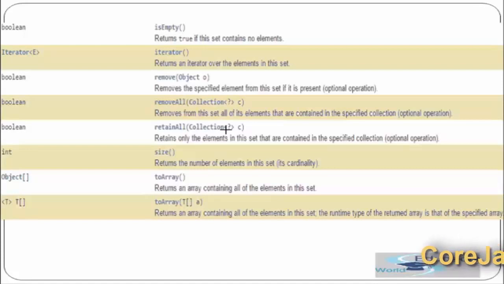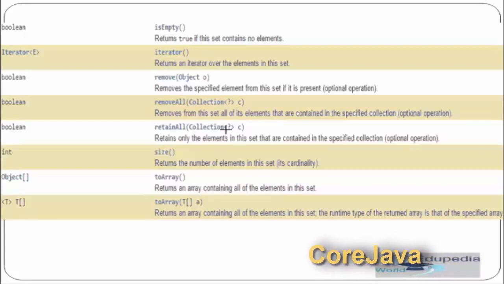After that we have size. Size returns the number of elements in this set. Okay, it gives you an integer value. Then we have toArray, which returns an array containing all the elements in the set. It just converts your set to an array, and it will return your object array.